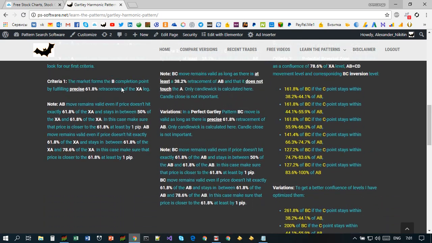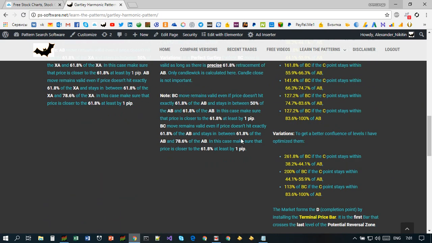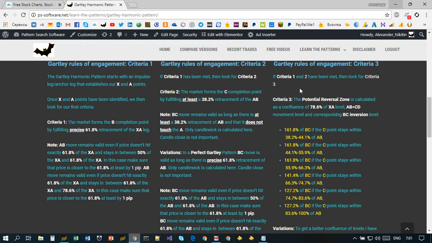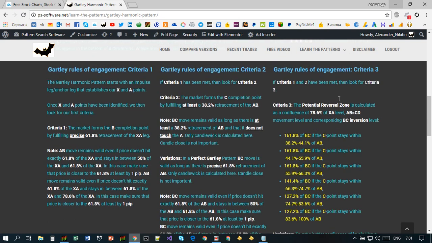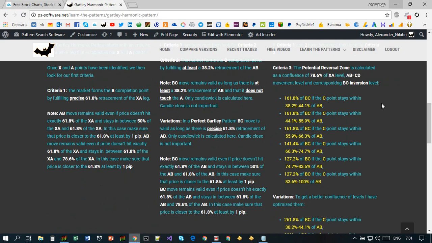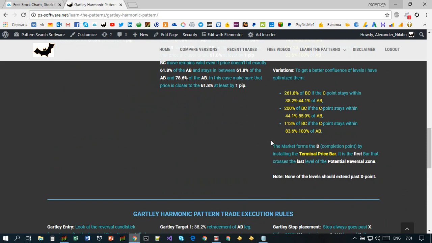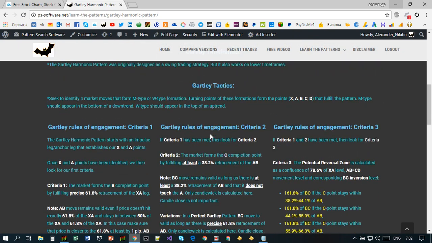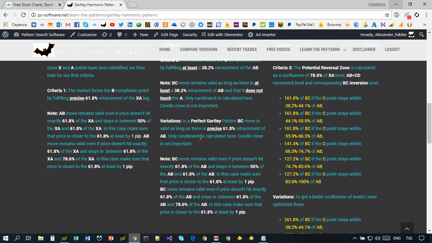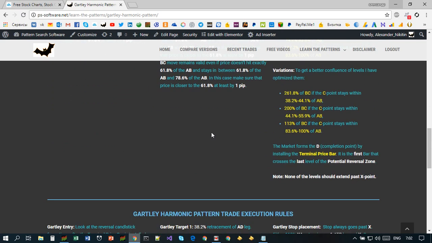So criteria number 1 tells you what should be the AB leg, criteria number 2 tells you what should be the BC leg, and criteria number 3 tells you what should be the CD leg and how to build a potential reversal zone. So all these ratios should be learned by heart, and you actually should practice it in your back test until your eyes spot the patterns without even measuring them. So first of all, task number 1 is to remember all these ratios. Task number 2 is to practice until you spot them with your eyes.